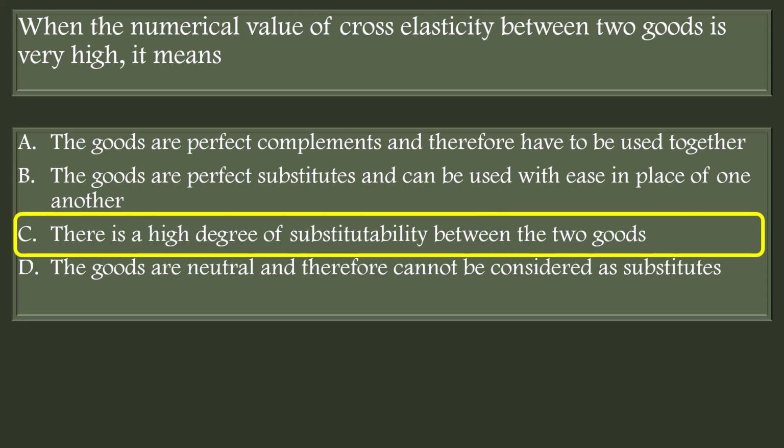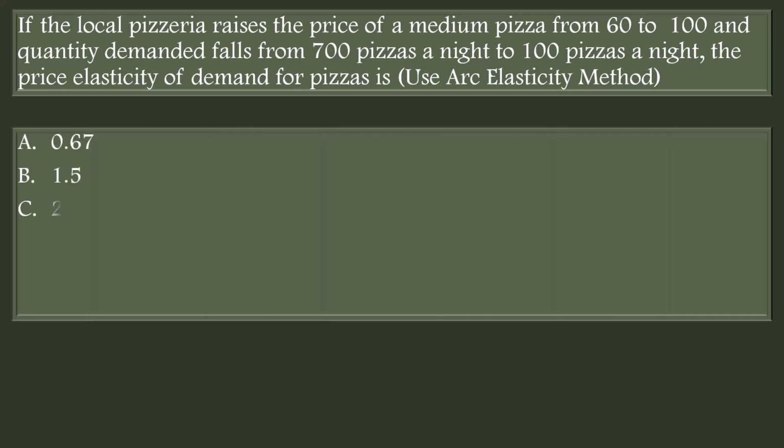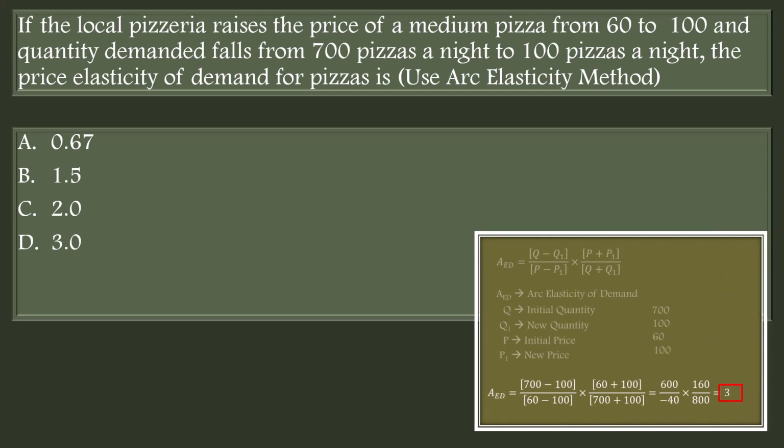Question 5. If the local pizzeria raises the price of a medium pizza from 60 to 100 and the quantity demanded falls from 700 pizzas a night to 100 pizzas a night, the price elasticity of demand for the pizzas is, use arc elasticity method. Options: A. 0.67, B. 1.5, C. 2, D. 3.